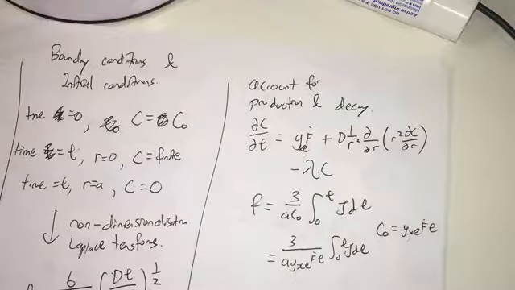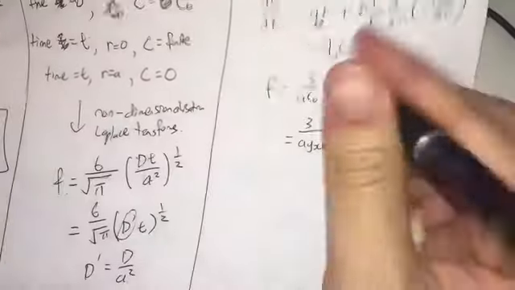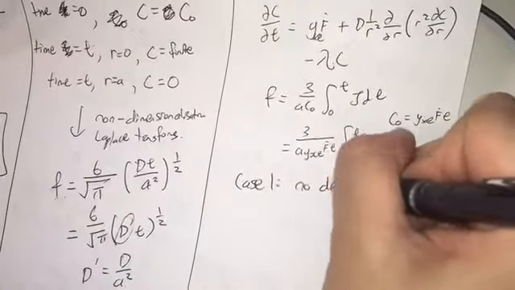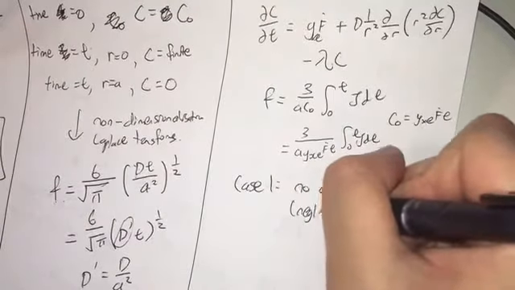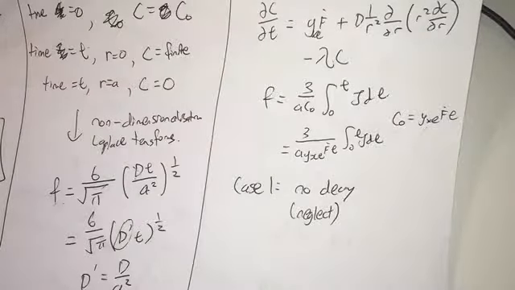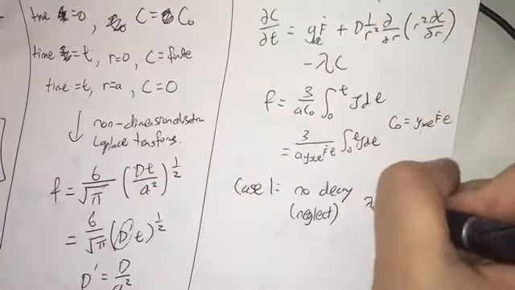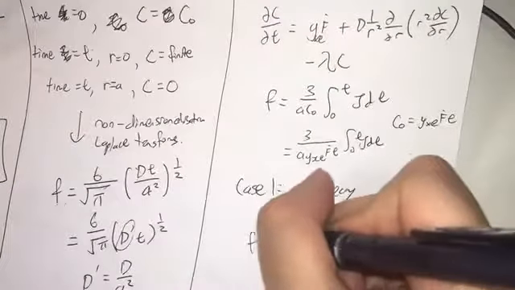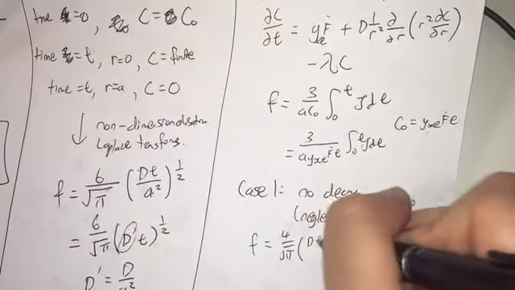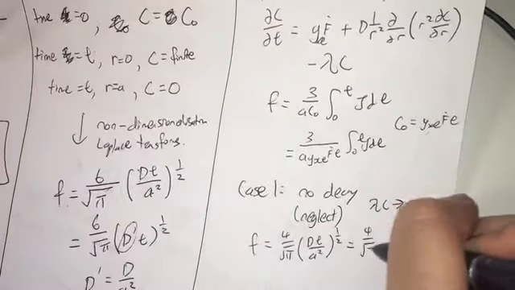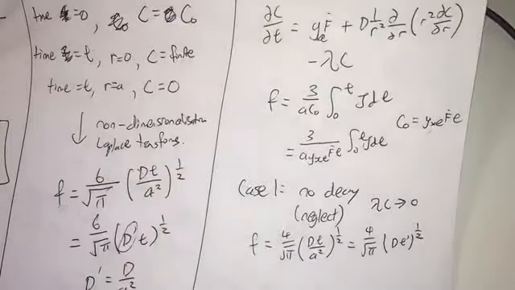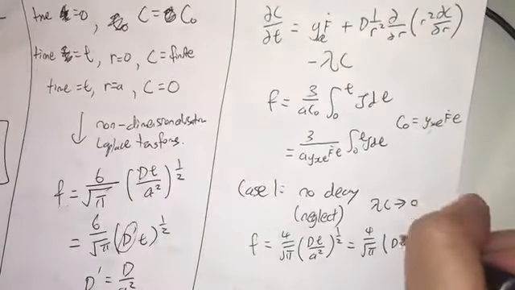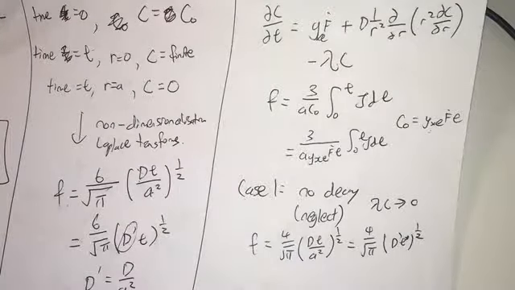So this is what the expression will look like. Now, with more terms in this PDE, we will want to consider a few limiting cases for simplicity. So if we want to assume the special case of no decay, case 1, no decay or negligible decay, we repeat the similar procedure which we have before. So lambda C approaches 0, and what we get is the following expression: F equals 4 over root pi, D t over a squared to the power of half. Or alternatively, it will get something like this. So it's a D prime. Okay, this is the case 1.